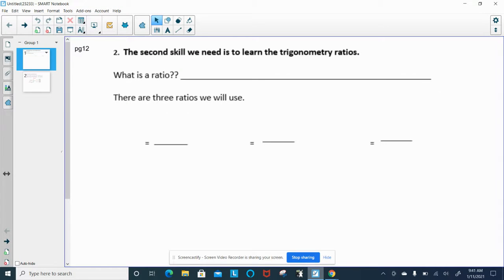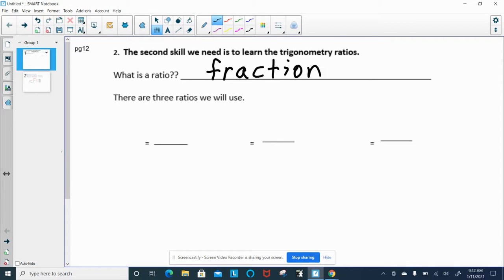Well, here we are, still in day 3, but the second skill we need to learn is how to set up trigonometry ratios. Now, what is a ratio? I know that might be a word that is not something you use every day. So we're going to call a ratio a fraction. And the cool thing about the word ratio is that it is inside the word fraction. So a ratio is just a type of fraction.